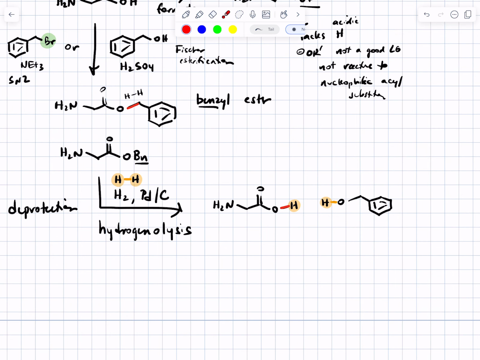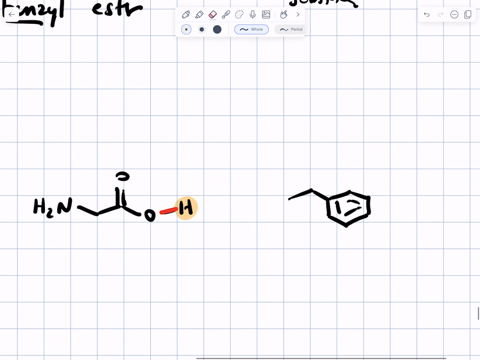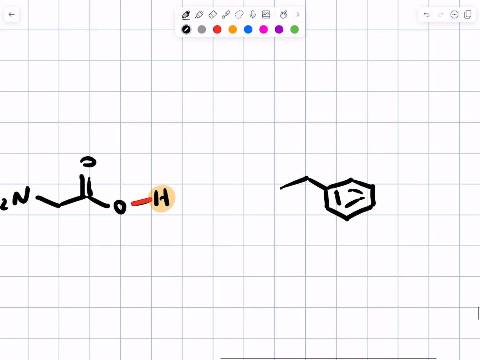So now we've got ways to protect an amino group and to protect a carboxylic acid. Easy on, easy off. Go ahead. Where does that second oxygen come from on the benzyl group? Oh, you were so right, and thank you for catching that.